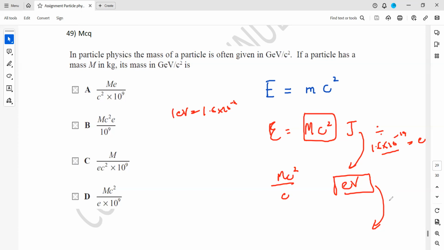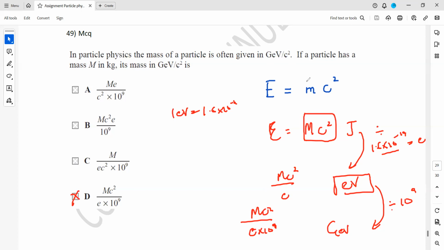To convert electron volt into giga electron volt, we divide by 10 raised to the power 9. So this will become mc squared over e times 10 to the power 9. So it matches with option D.